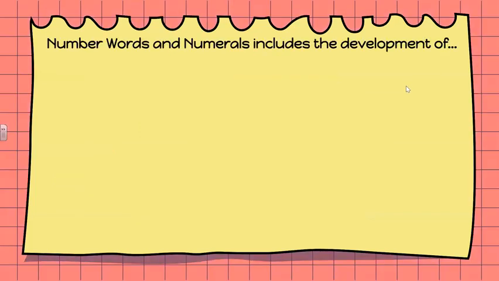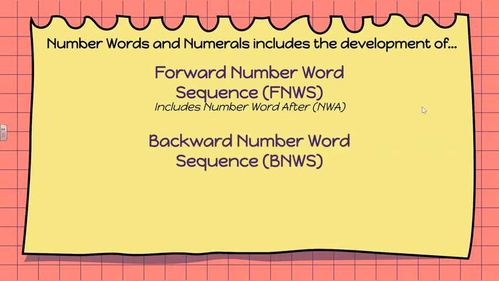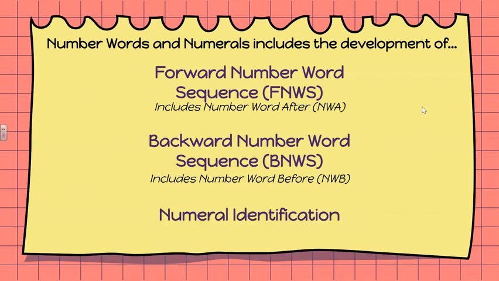So number, words, and numerals includes the development of three main things. The forward number word sequence, which includes knowing that number right after a given number. The backward number word sequence, which includes the number right before a given number, and numeral identification. The development of these three topics is laid out pretty clearly in your manual. Each of them has a progression of 5 levels.